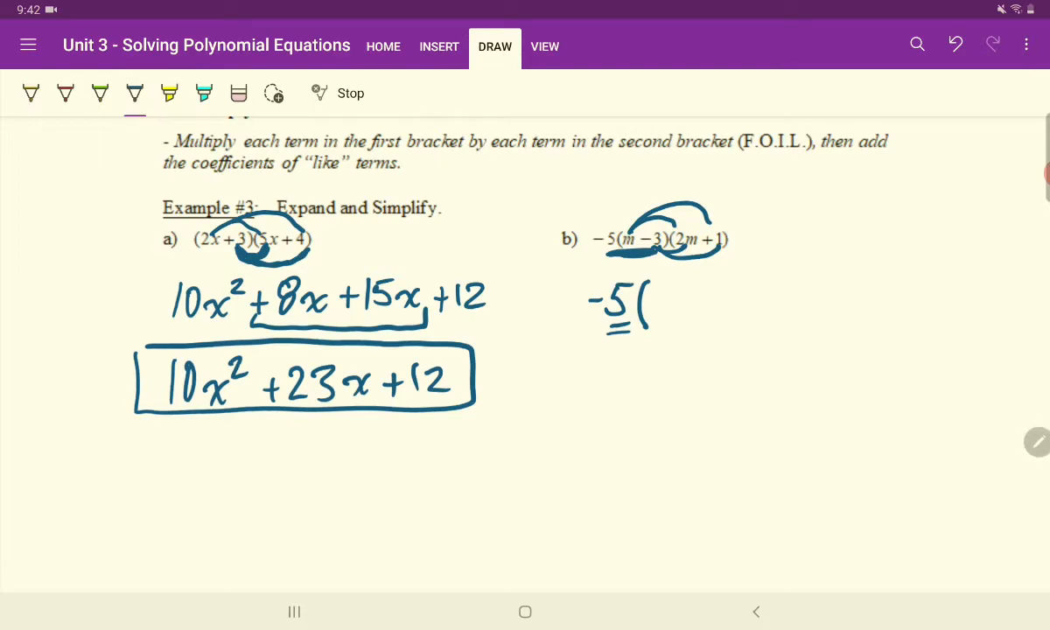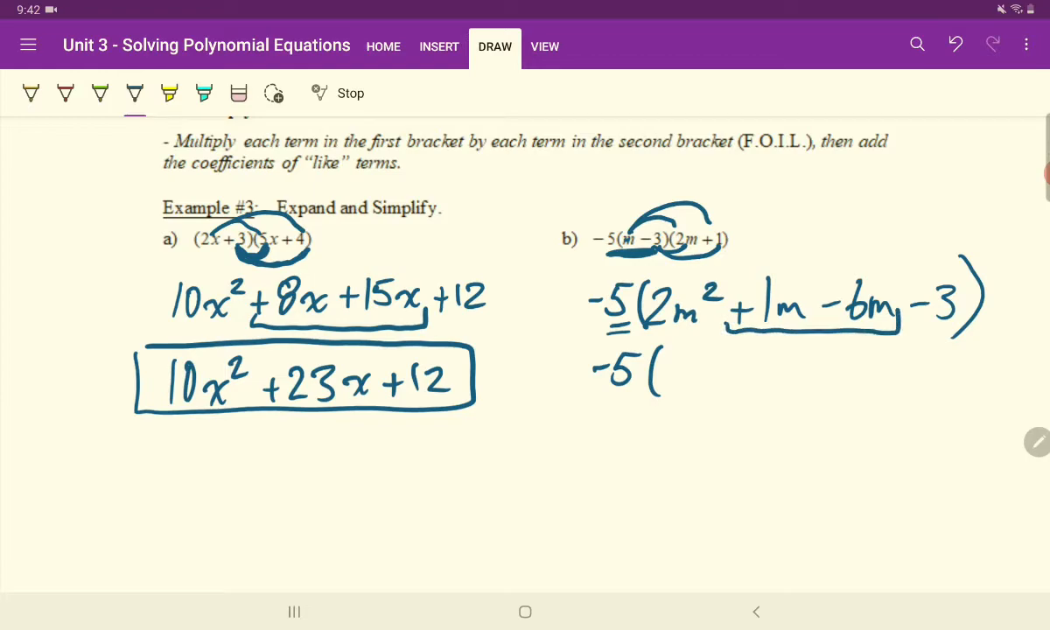So m times 2m is 2m squared. M times positive 1 is plus 1m. Negative 3 times 2m is negative 6m. And then negative 3 times positive 1 is negative 3. Close your bracket.